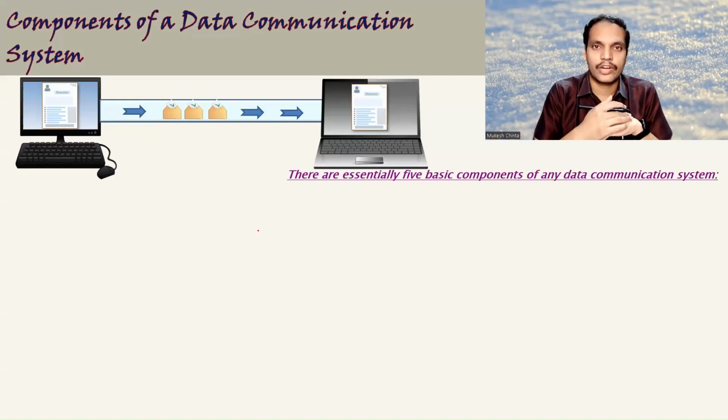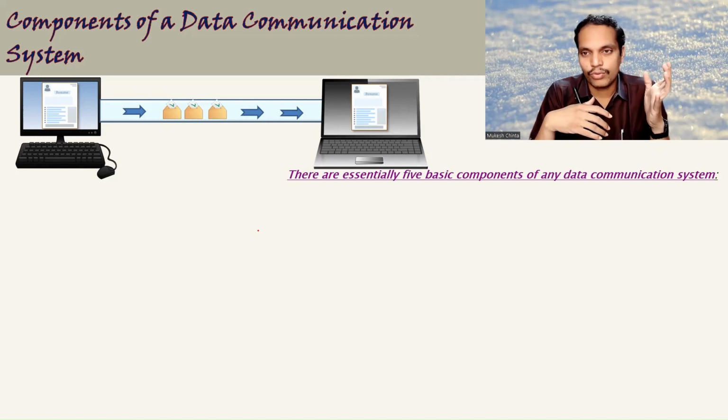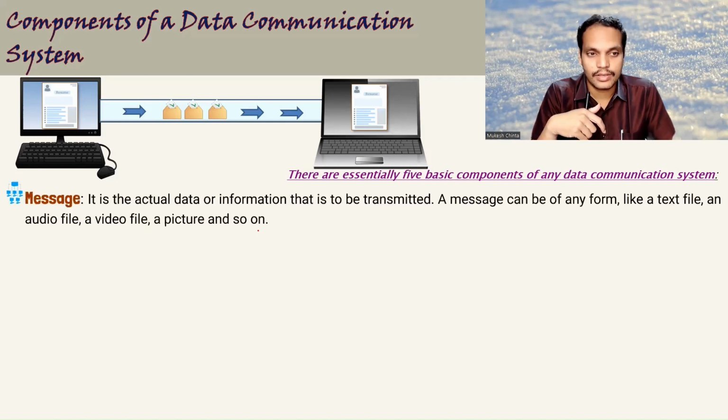Now, to talk about networks, we also have to talk about what the main components are. There are five basic components for any data communication system. The first component is your message, what you want to send. It is the actual data or information that is to be transmitted. It can be of any form. It might be a text file, an audio file, a video file, a picture, or anything which you want to send from the source to the destination; you call it the message.